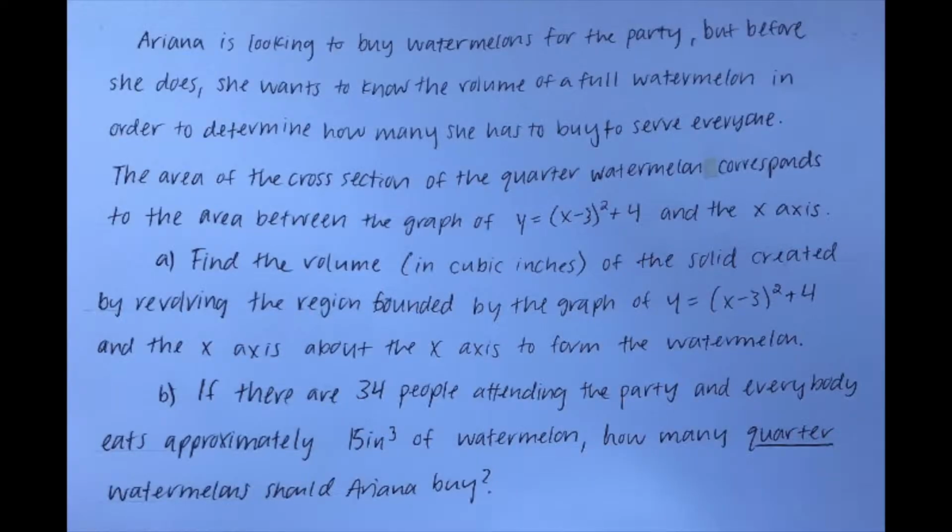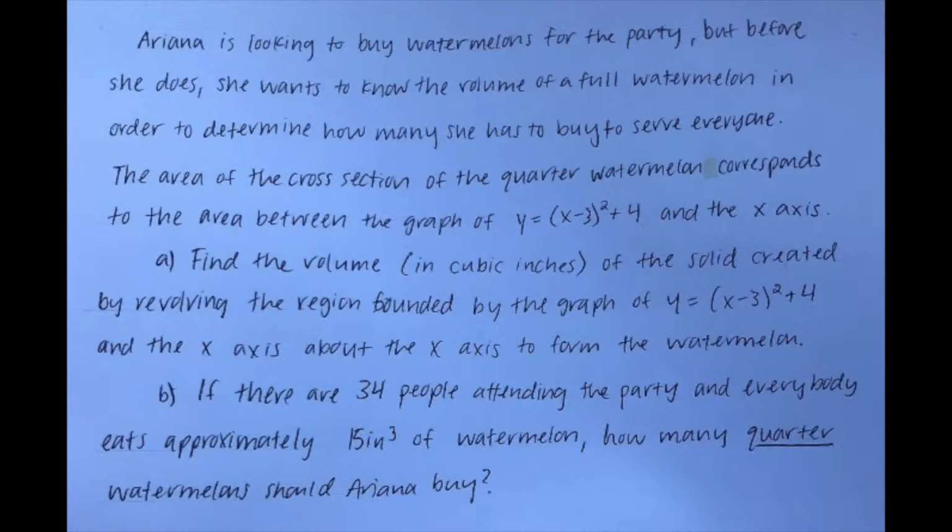Ariana is looking to buy watermelons for the party, but before she does, she wants to know the volume of a full watermelon in order to determine how many she has to buy to serve everyone. The area of the cross-section of a quarter watermelon corresponds to the area between the graph of y equals (x minus 3) squared plus 4 and the y-axis.